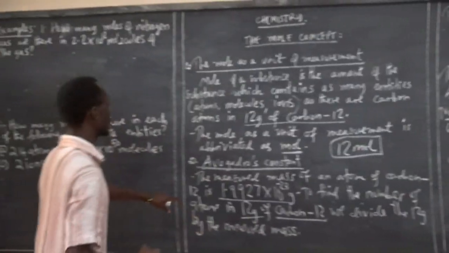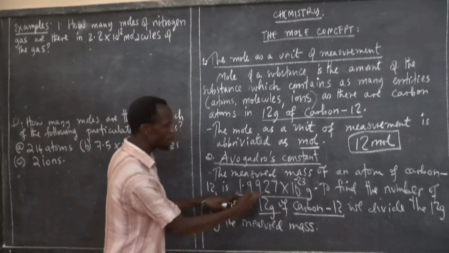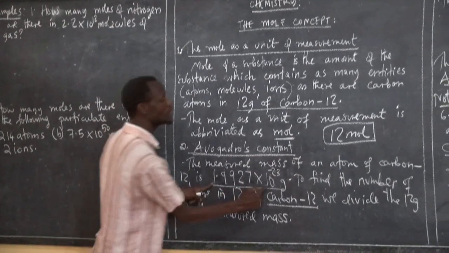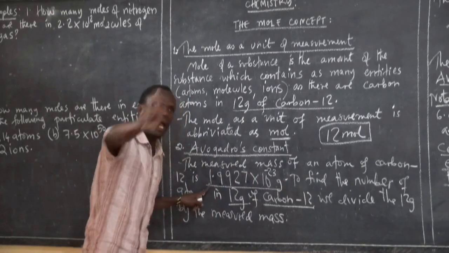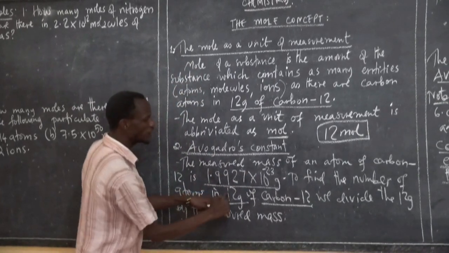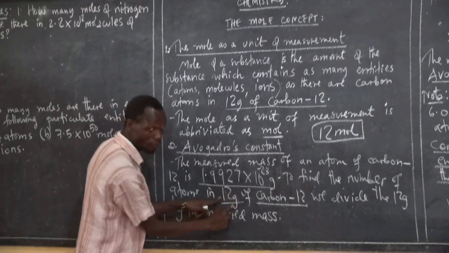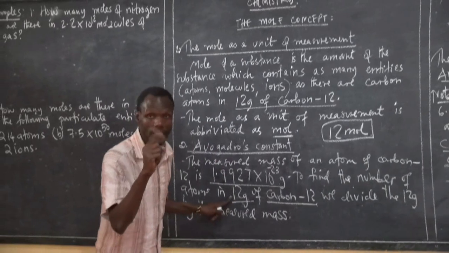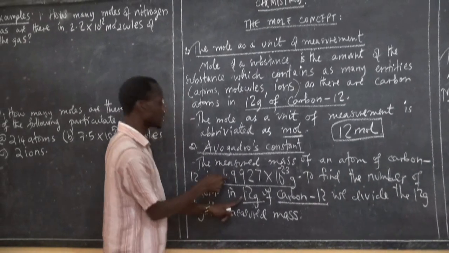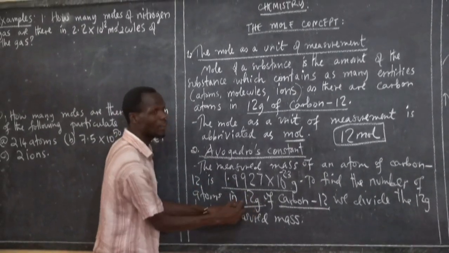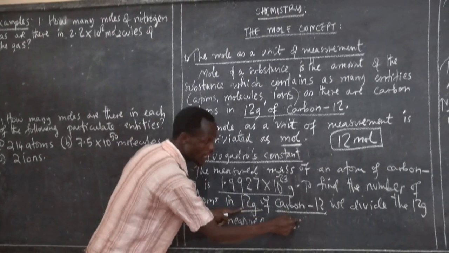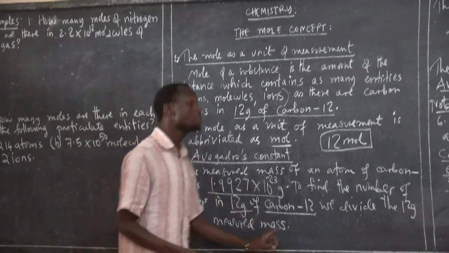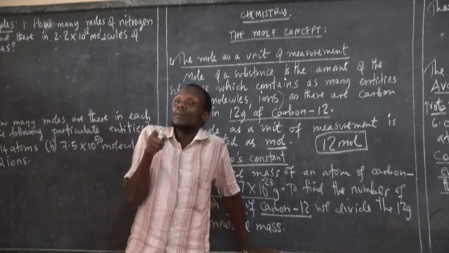And that is what I'm talking about here. If now the measured mass of an atom of carbon 12 is seen to be this one, how many atoms are there in 12 grams? Remember, for a single atom of carbon 12 the mass is this one. But now we have been given 12 grams of carbon 12. That is why we divide the 12 grams by the measured mass.